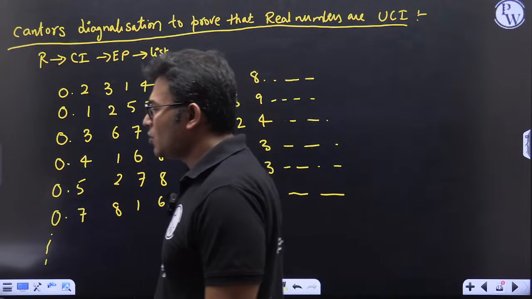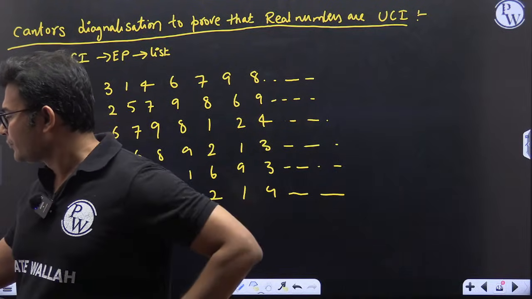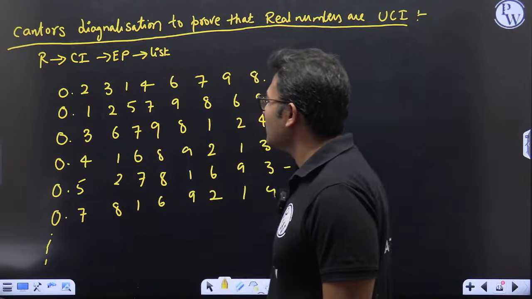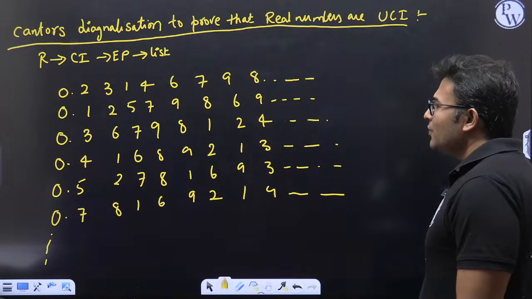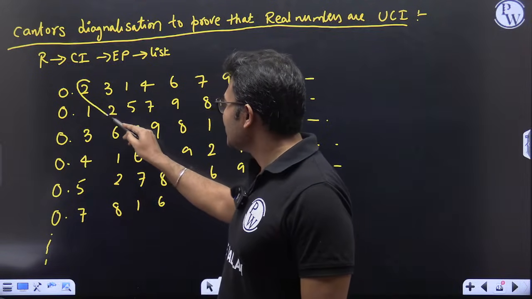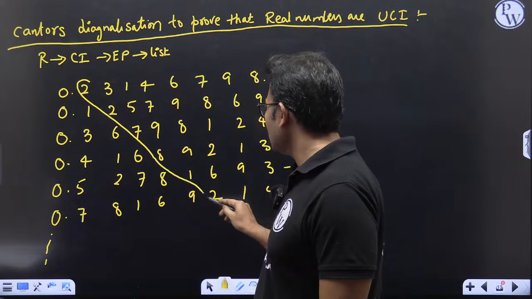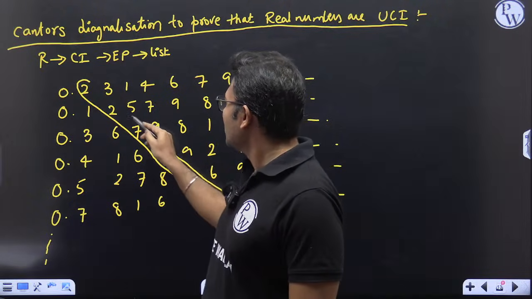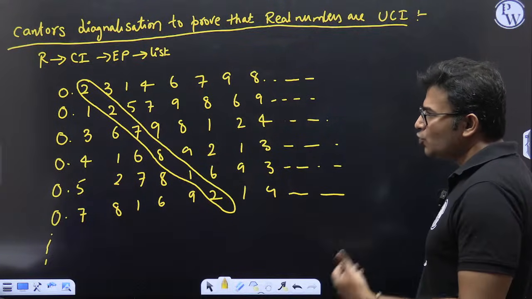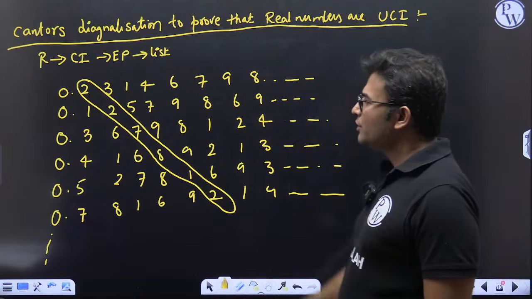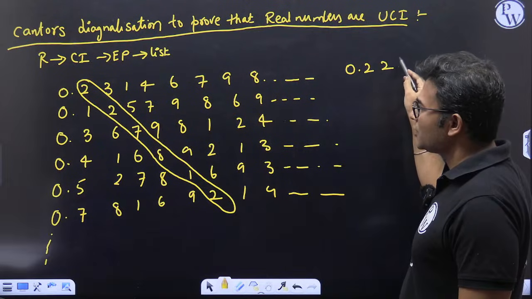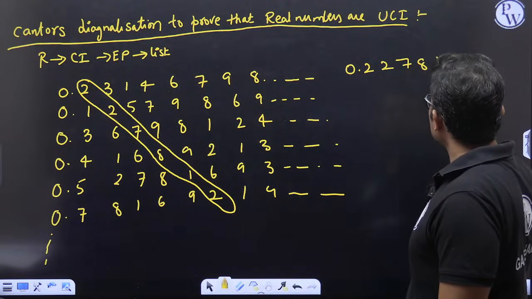So a simple method I can use is to take the diagonal elements. In the entire list, I will take the entire diagonal. Now what I will do is put these diagonal elements together as a number: 2, 2, 7, 8, 1, 2, so on.